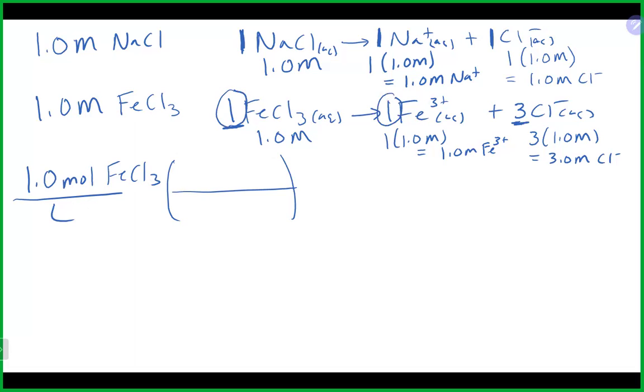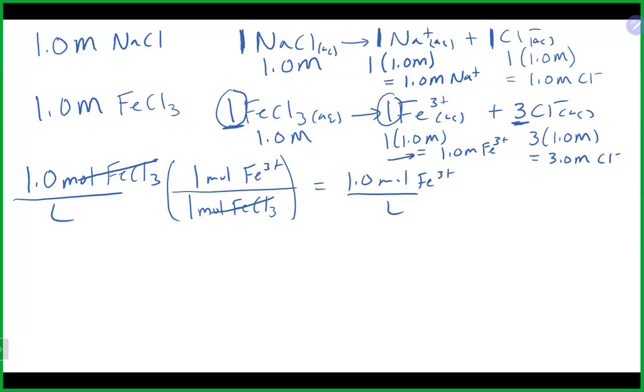It's 1 mole of the whole thing to 1 mole of iron. And I do 1 mole of the whole thing here to 1 mole of the iron 3. Moles of the whole thing cancel, leaving me 1 mole per liter of just the iron 3, which is the exact same thing as I have here.